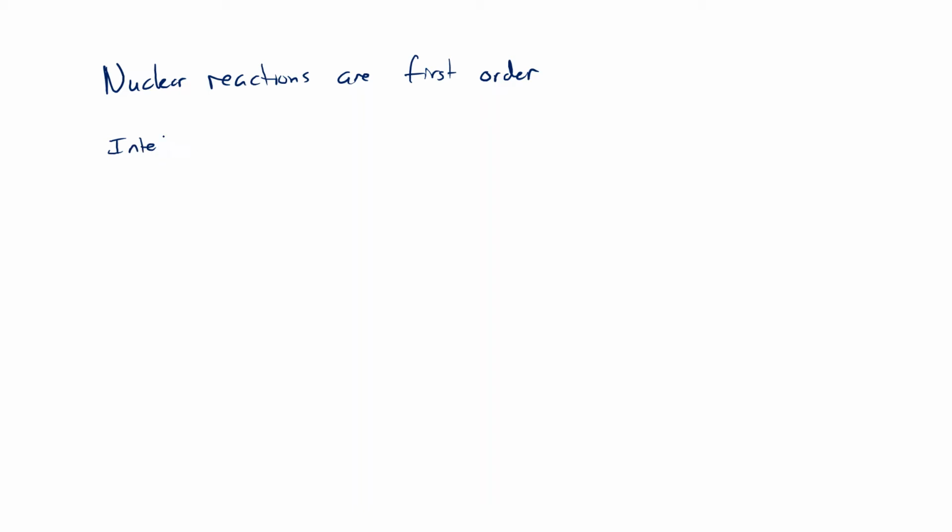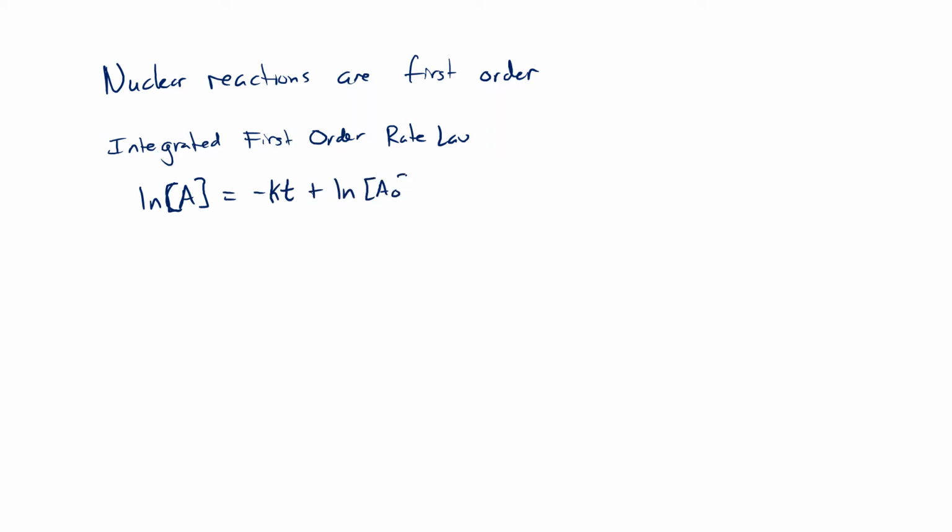Whoops, that's not how you spell integrated. Okay, maybe you might need to look this one up. I did. But the integrated first order rate law is that the natural log of A, so at some point you have the concentration of A, right? At some point you have A, and that point is at time t, and that's given by the rate constant times t plus the natural log of however much you started with of A. And furthermore, we can remember what the formula for half-life is.